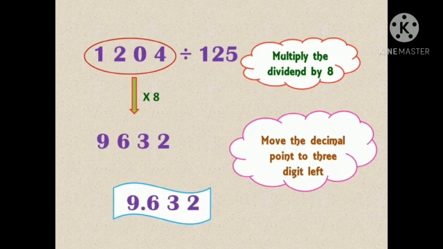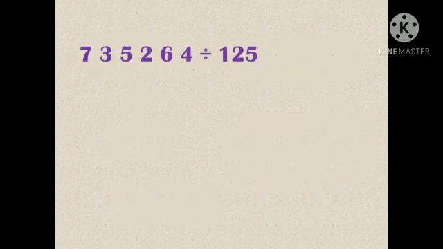So let me repeat it again. If you want to divide any number by 125, instead of dividing it, we can multiply the dividend by 8 and next we are supposed to move the decimal point 3 digits left. So using this shortcut, let us solve another problem also.